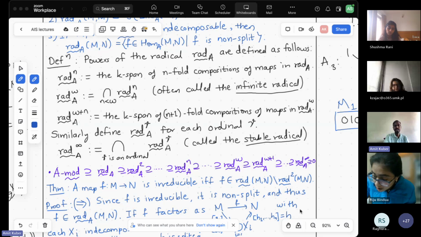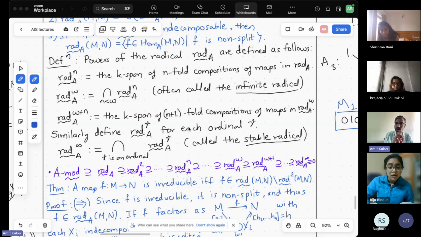Whenever we are talking about a limit ordinal, we simply have to take the intersection, just like we have taken here, the intersection of those earlier radicals. And when we are talking about a limit ordinal plus a finite number, we simply have to take the k-span of n plus 1 fold compositions. This takes some time to understand. So rad omega plus 1 is not rad omega dot rad 1; rad omega plus 1 is rad omega times rad omega.